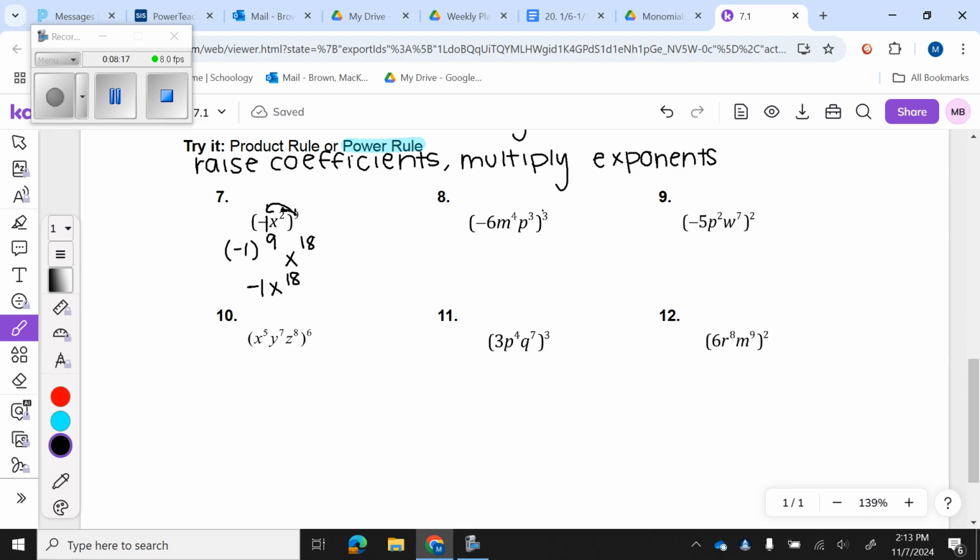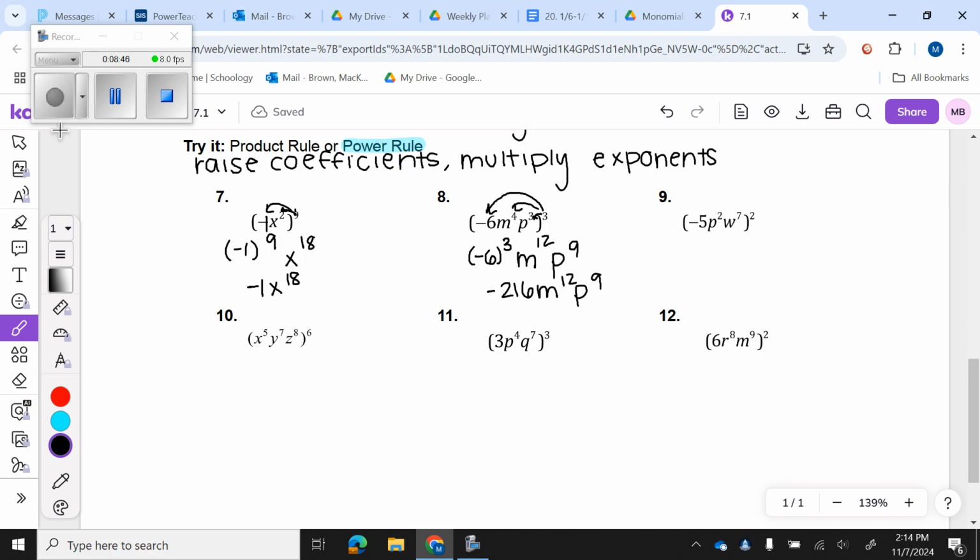All right, number 8, basically distribute your exponent. So I'm going to raise this negative 6 to the 3rd. I'm going to have m to the 3 times 4 is 12, and p to the 3 times 3 is 9. In my calculator, I'm going to do negative 6, making sure I put that in parentheses, to the 3rd, which is a negative 216, m to the 12th, p to the 9th.